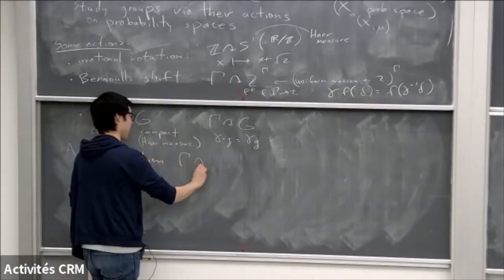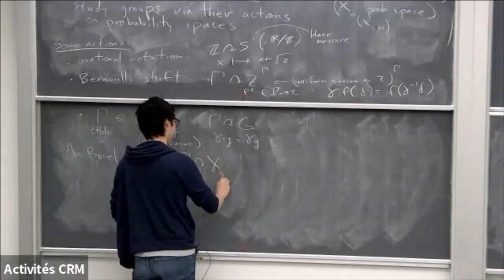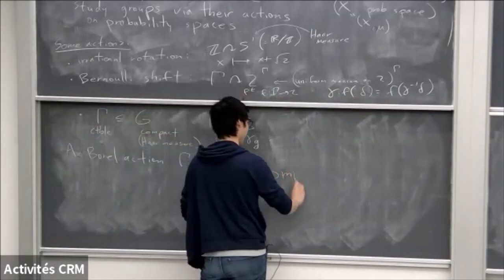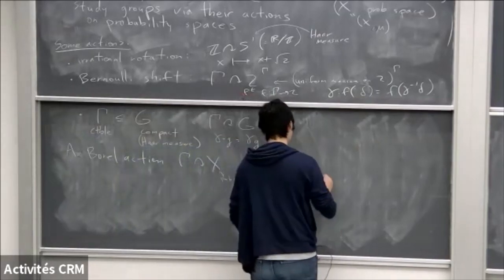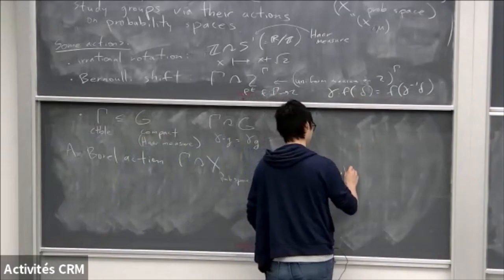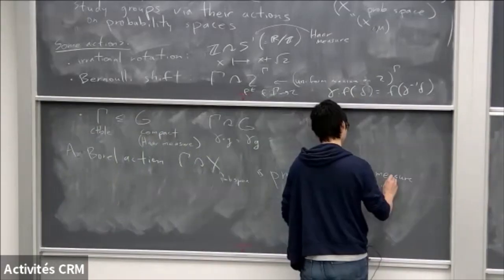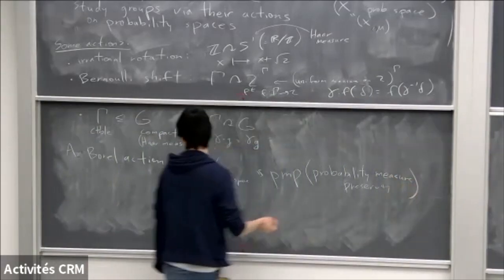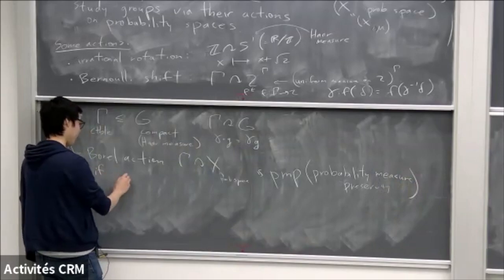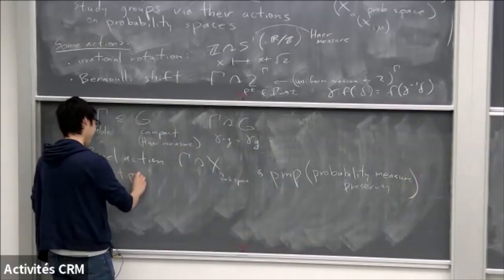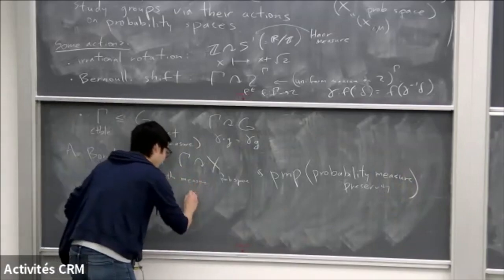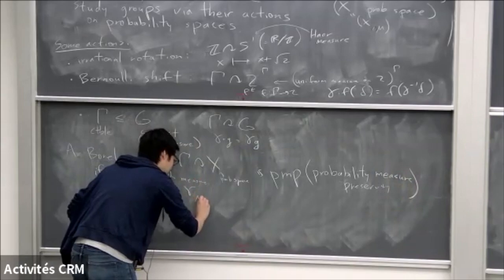So an action on a probability space is PMP. I think Riley said this, but let's just write it down. It's probability measure preserving, if it preserves the measure. And I just mean that thing that he wrote: if you take gamma of mu.